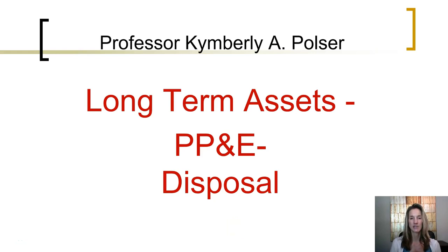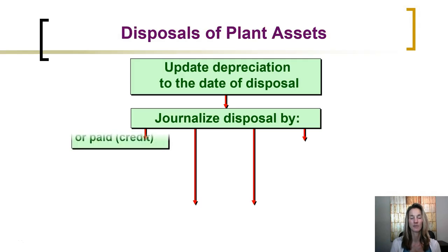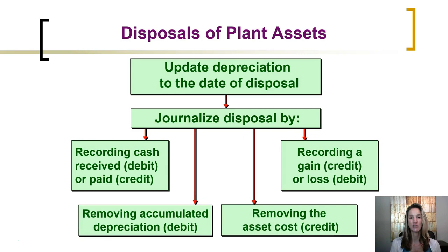This video will discuss the accounting for the disposal of a long-term property, plant, and equipment asset. When a company is finally done using an asset and they dispose of it, either through throwing it away or selling it, we need to account for it. So the first step is to update depreciation on that asset to the date that it is disposed.